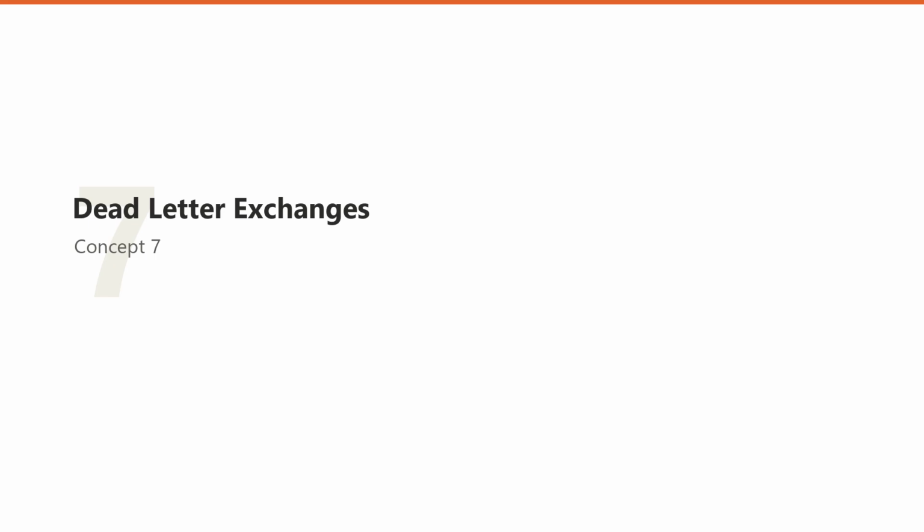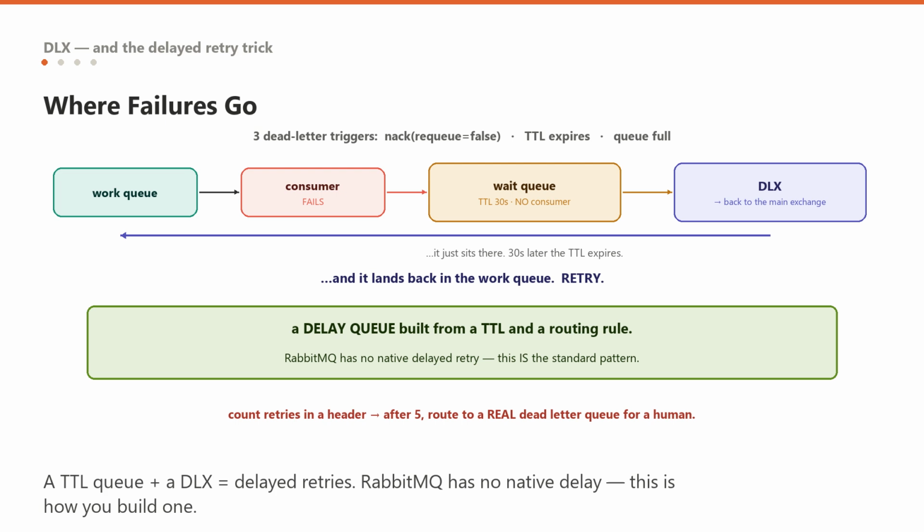Concept 7. The dead letter exchange, where failed messages go, and the beautiful trick it enables. An alternate exchange catches messages that were never routed. A dead letter exchange catches messages that were routed, delivered, and then went wrong. You configure a queue with an x-dead-letter-exchange argument, and a message in that queue gets dead lettered, republished to that exchange, in exactly 3 situations.